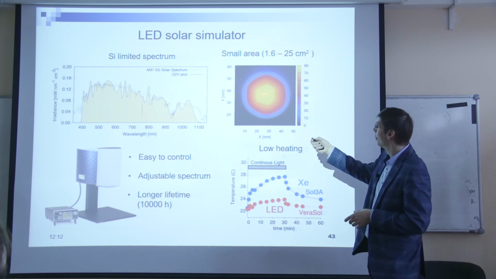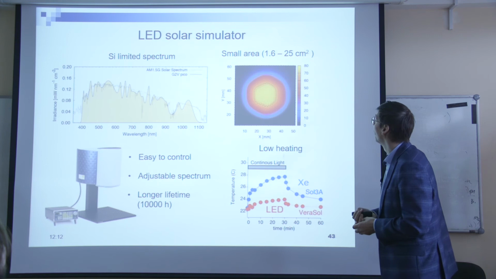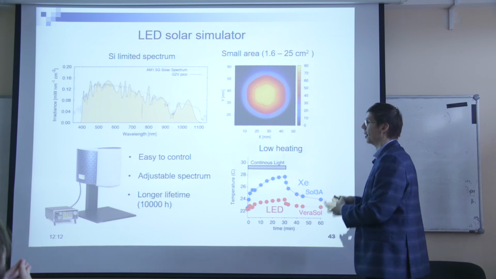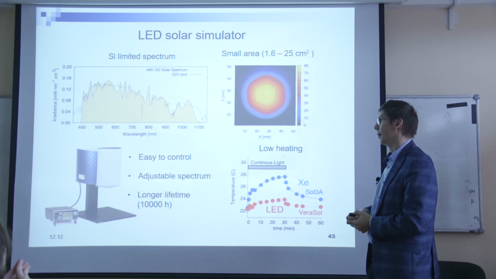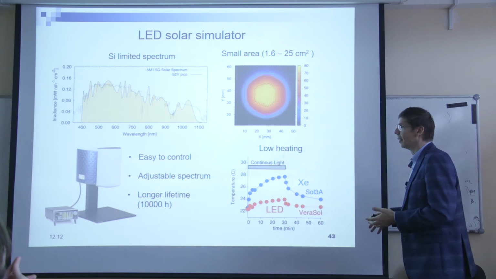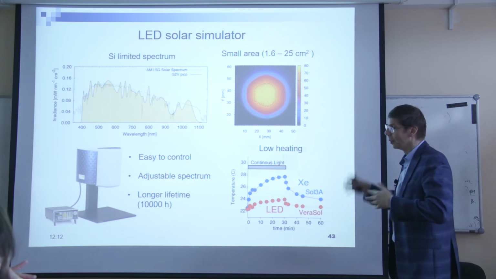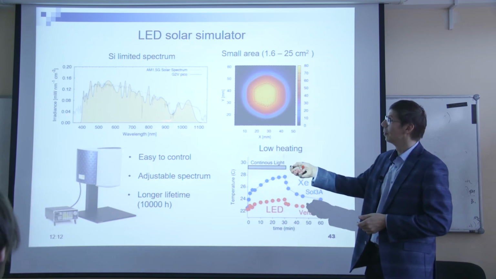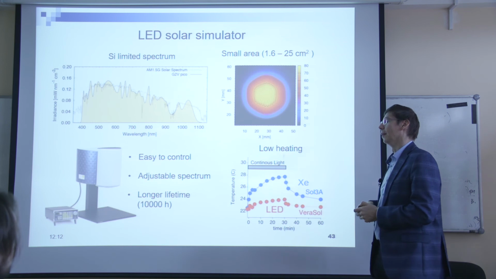And uniformity, you see, and the maximum area is 25 square centimeters. So it means 5 by 5 square centimeters. So we have a limited area of more or less homogeneous light. It's the main problem for the moment, I would say. But if you have nothing and you do not have enough money, and you have no strict requirements, maybe it's one of the easiest ways to create some simulator using LED. I would say now it seems to be a very interesting solution.